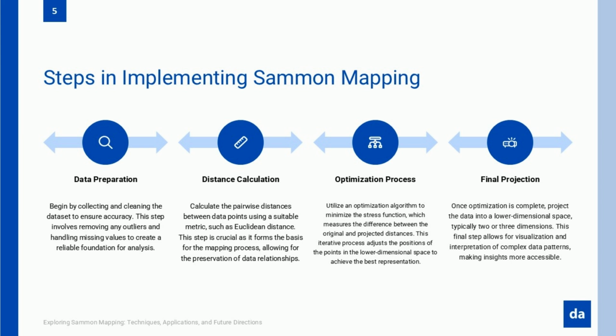Finally, we interpret the results. This means visualizing the final lower dimensional representation and assessing whether it accurately captures the relationships in the original data. To refine this process, different strategies can be used, such as adaptive learning rates, tuning hyperparameters, and experimenting with alternative distance metrics. Each of these choices can affect the final mapping quality, making implementation both an art and a science. Now that we have the implementation steps, the next question is, where can we actually use this technique? That's what we'll explore next.